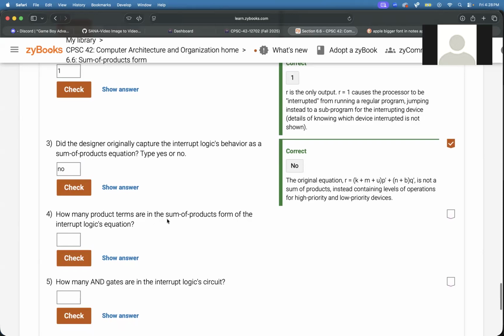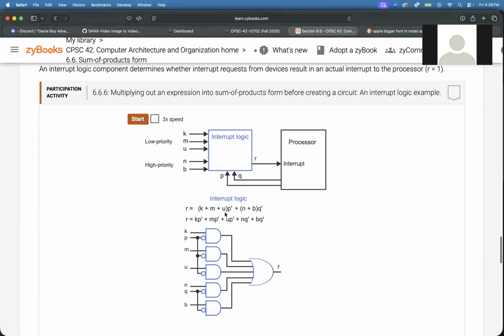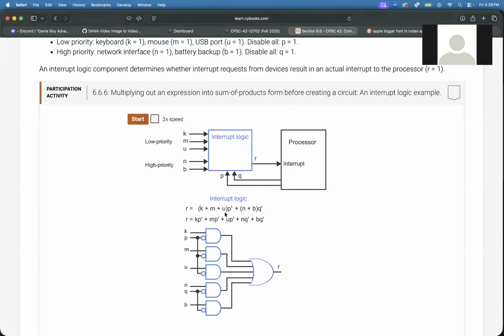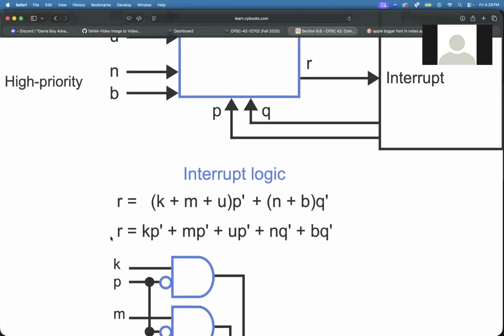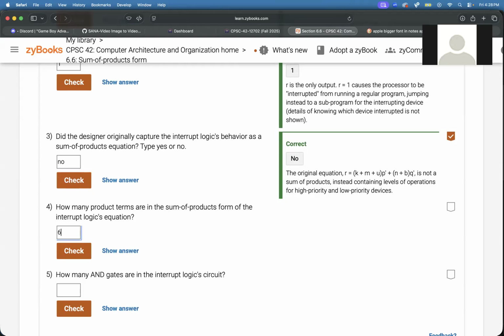How many product terms are in the sum of products form? So this is just checking if we can understand where that is. You have to look at this and understand that this is sum of products, and then you just count how many there are. One product, two, three, four, five products. So we just count the terms. Oops, five.